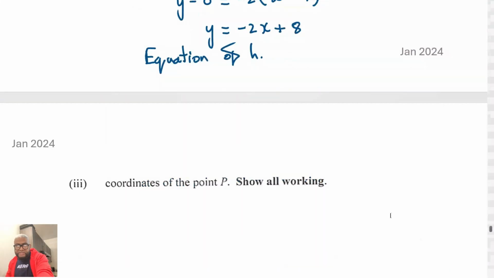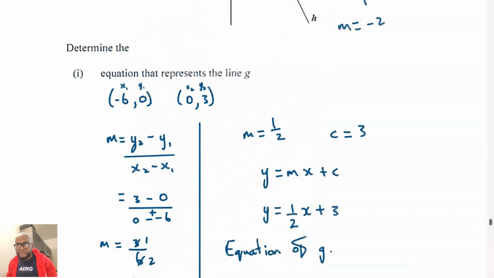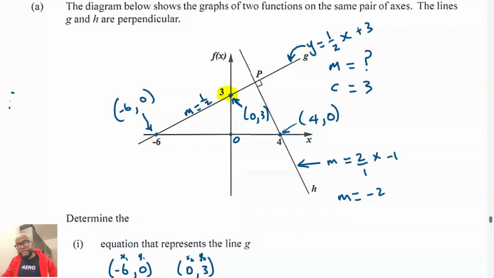So next, they want the coordinates of the point P. Let's see where P is. P is where the two lines intersect. Now, we have the equation of this line. Give me the equation of H. We just wrote it down. What is the equation of H? We just did that. y is equal to negative 2x plus 8.